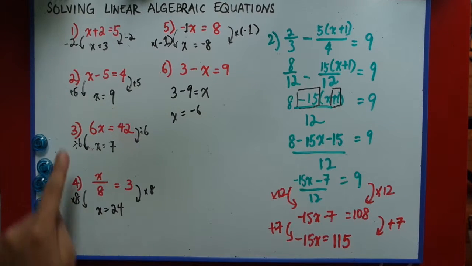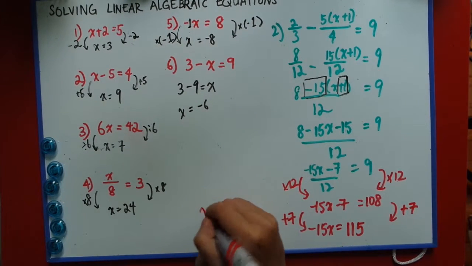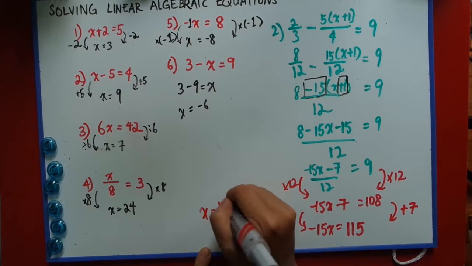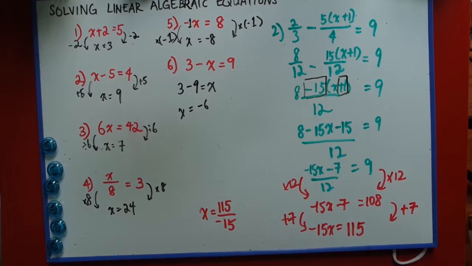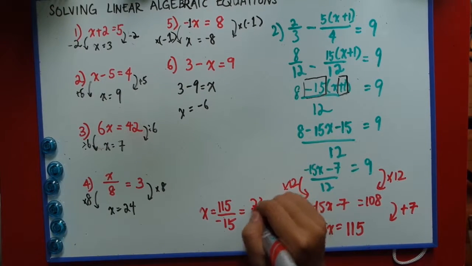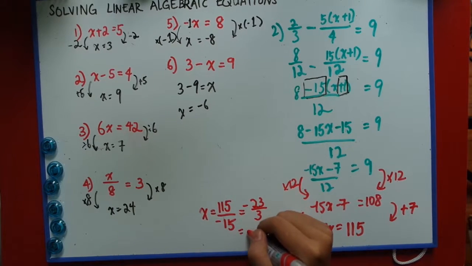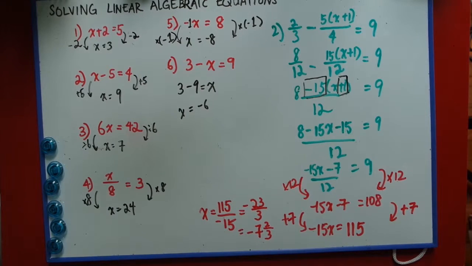The next thing to do is basically point number 3. Divide by this number here. Divide by minus 15. So I should get x equals 115 over minus 15. Okay? So just simplify into simplest form. You should get 23 over 3 negative, which is also minus 7 and 2/3. So this is my final answer. X is negative 7 and 2/3.